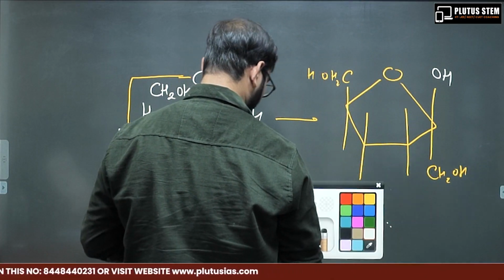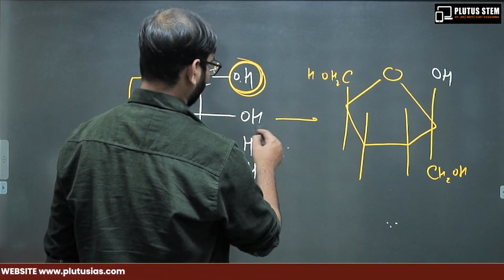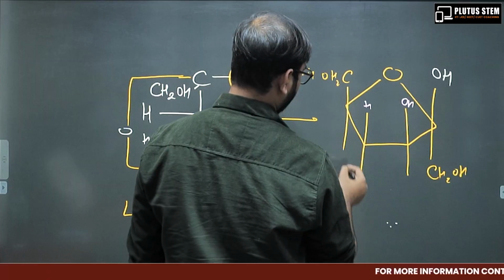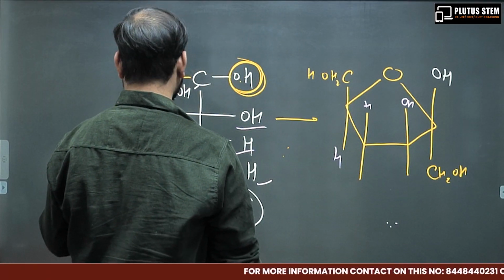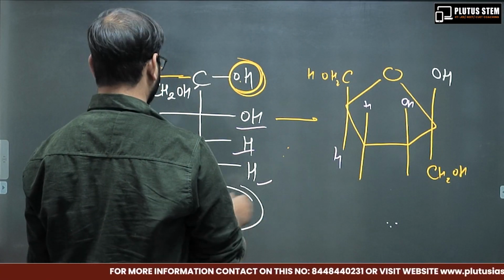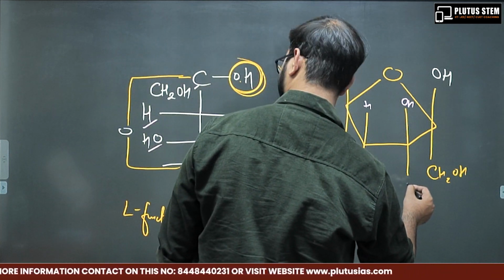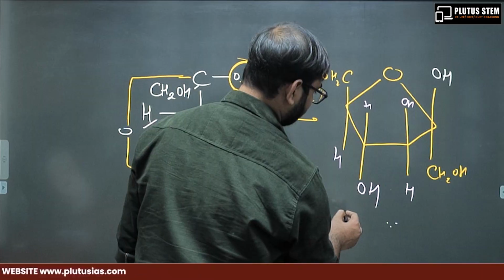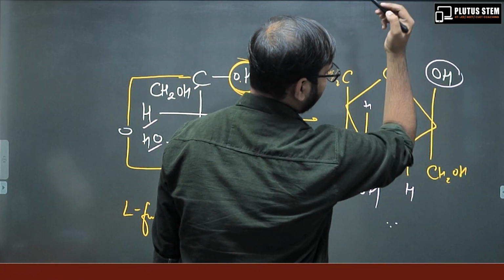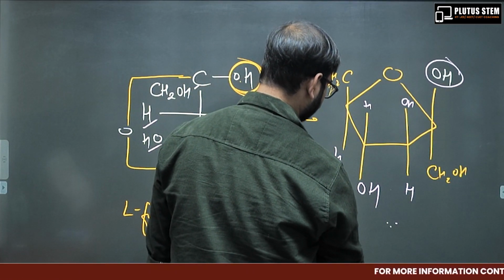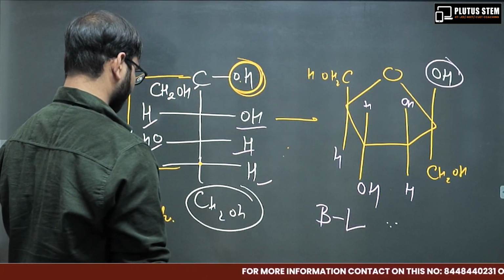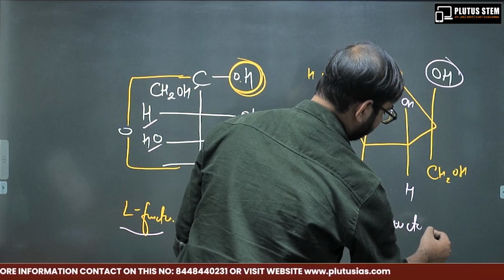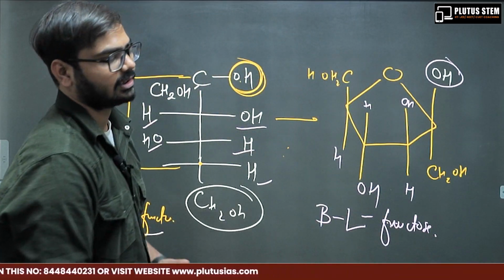Rest, whatever the groups which are outside of the ring, which is OH, H and H, they will be marked above the plane of the ring. Last we have CH2OH below the plane, hydrogen and OH. Hydrogen and OH here, and this is the structure. Since OH is lying outside of the ring above the plane, this is beta L-fructose because we started with L-fructose, and this is how you draw all the Haworth structures.